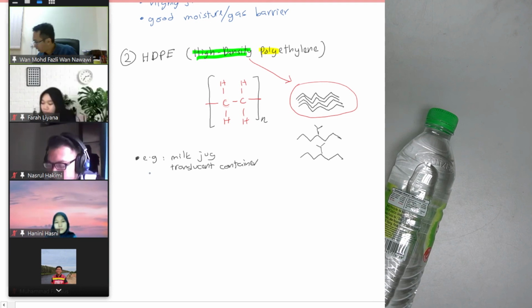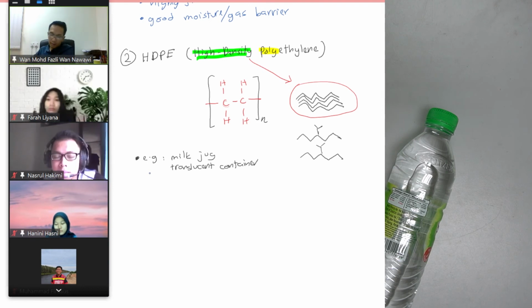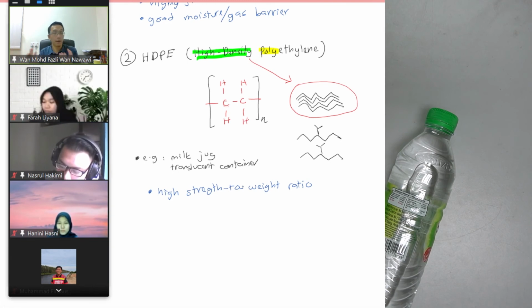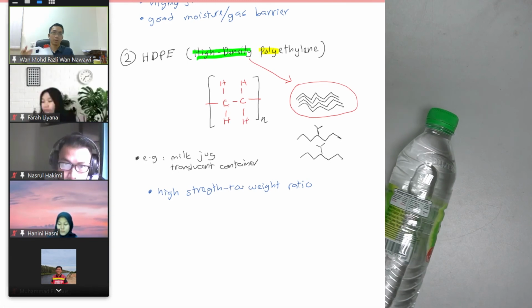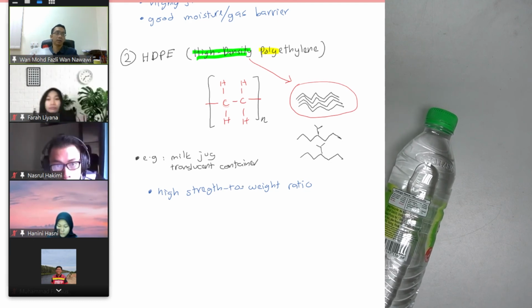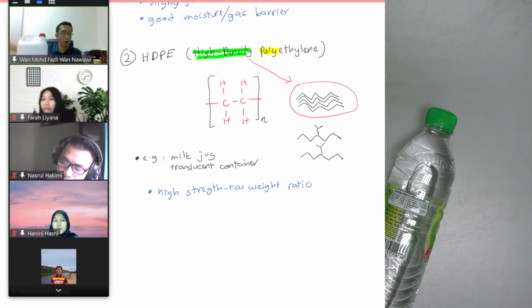So what are the properties of this HDPE? You see, it's a little bit stronger. So it has what we call high strength to weight ratio. Compare if you use glass. Glass is heavy. When you have plastic, you can have good strength but still low density. When I say high strength to weight ratio, it means that when you compare this plastic with other materials like glass or metal, glass is strong, but it's heavy.